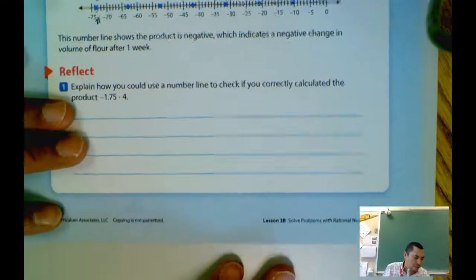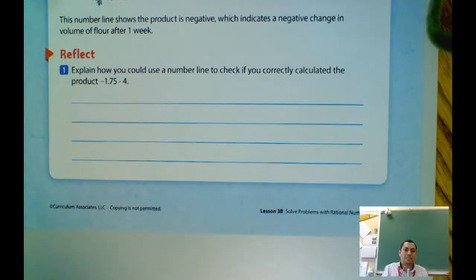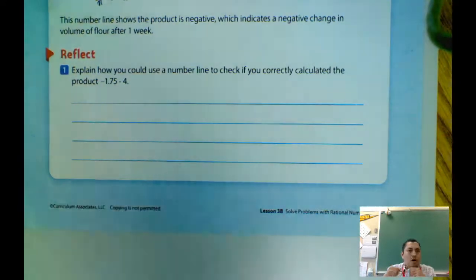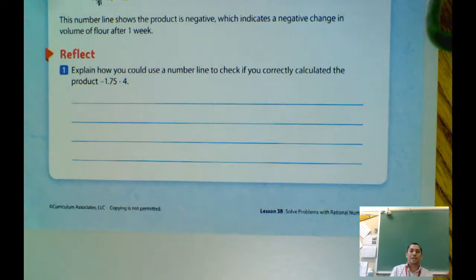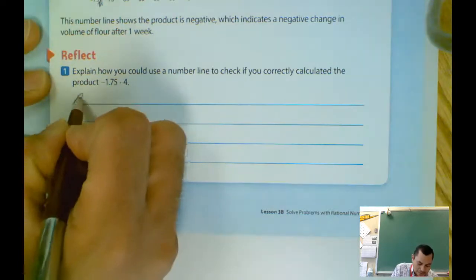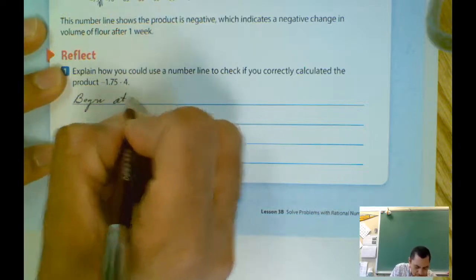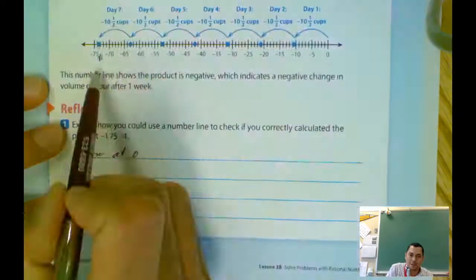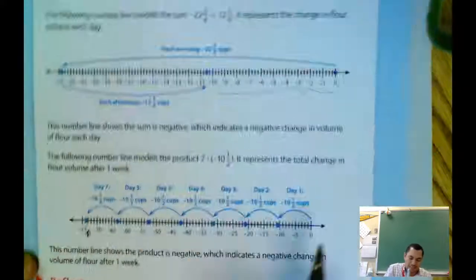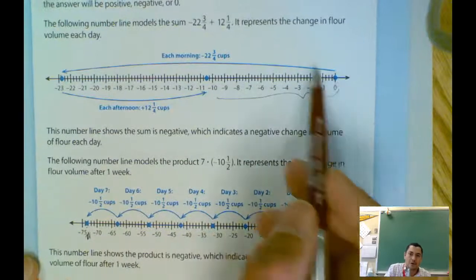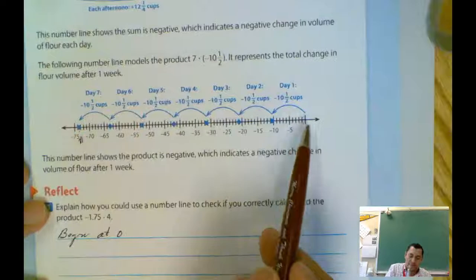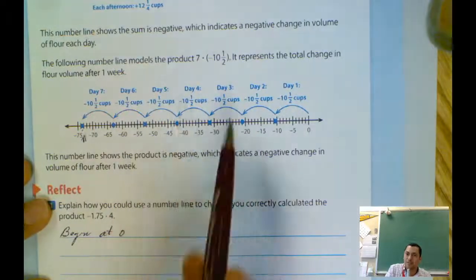Now let's do some reflection here. Explain how you could use a number line to check if you correctly calculated the product of negative 1.75 times 4. So 4 is the whole number. So in this case, we are going to begin at 0. Just remember the number line. We're going to begin at 0. See here? Begin at 0. Went down because it's negative. Went to the left because it's negative.